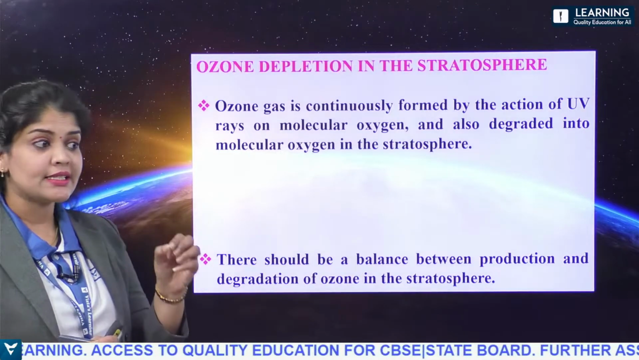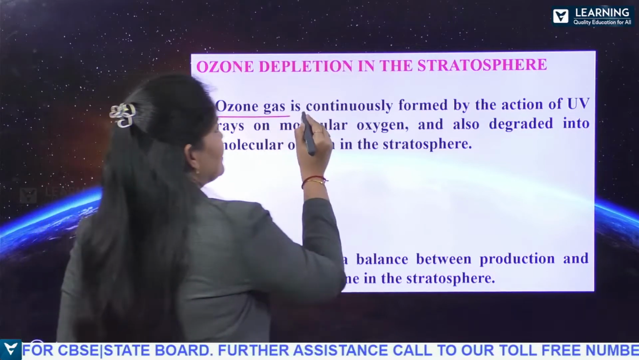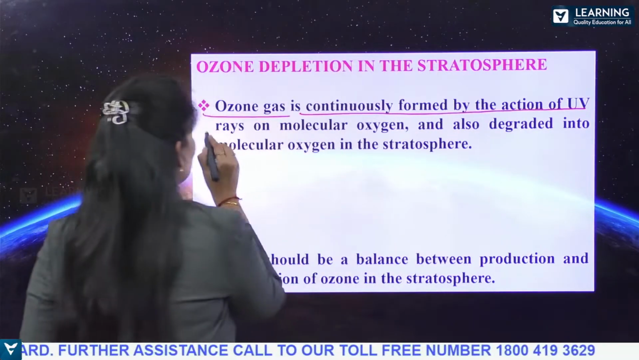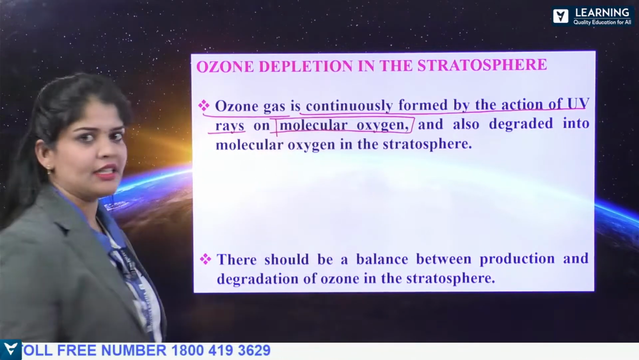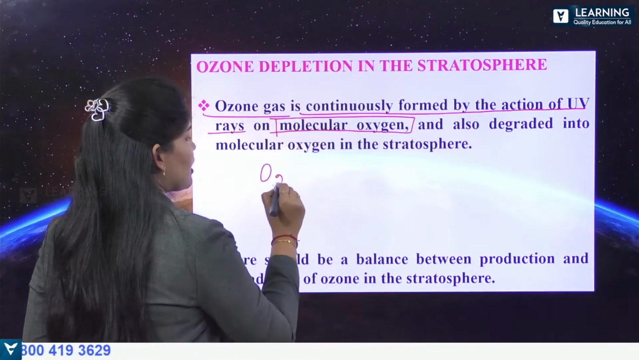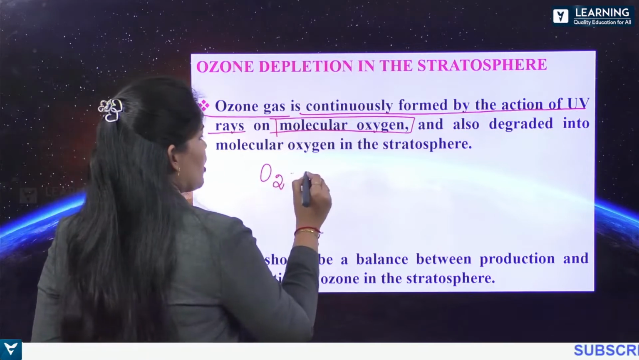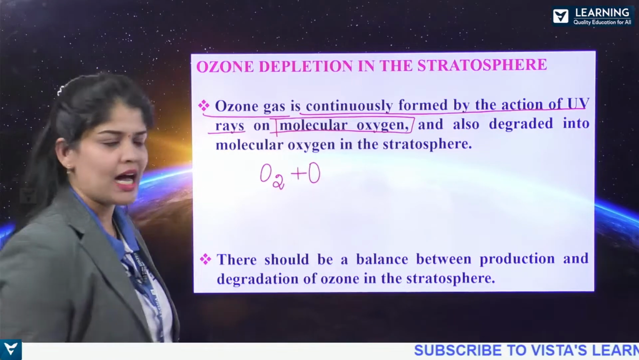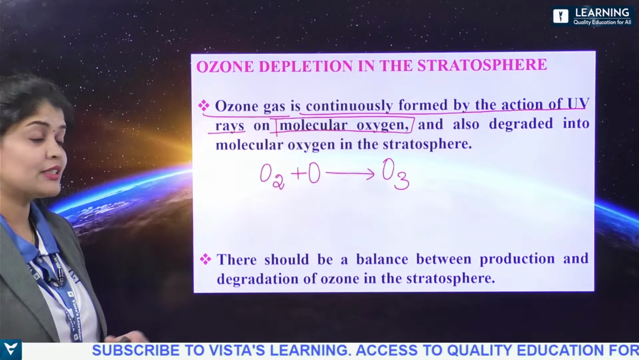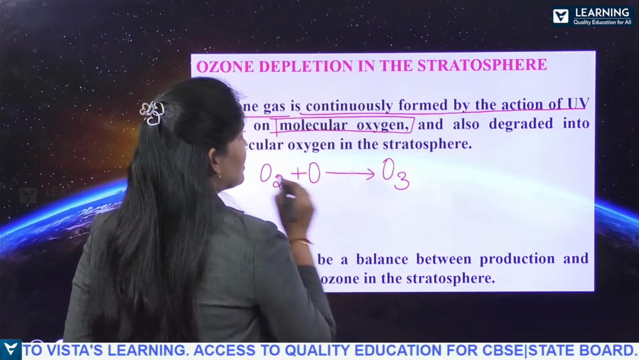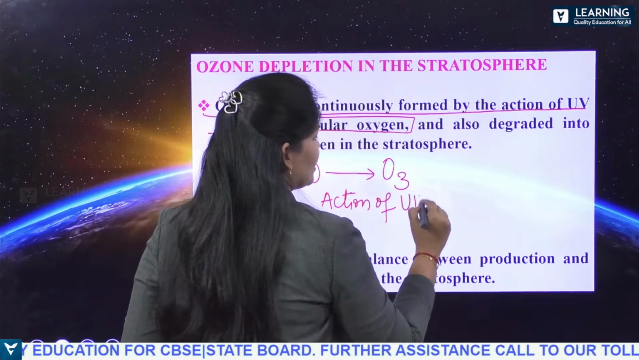ozone, as we already said, is a highly reactive gas. Ozone gas is continuously formed by the action of UV rays, and the starting material is molecular oxygen. Here, molecular oxygen combines with the oxygen atom, which leads to the formation of ozone. This happens with the action of UV rays.